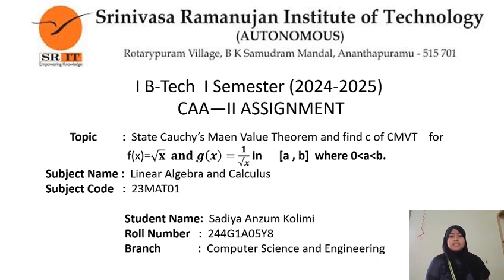My topic is: state Cauchy's mean value theorem and find c of Cauchy's mean value theorem for the functions f of x equals root x and g of x equals 1 by root x in the closed interval a comma b, where 0 < a < b.